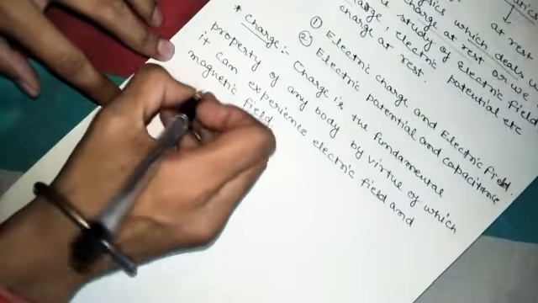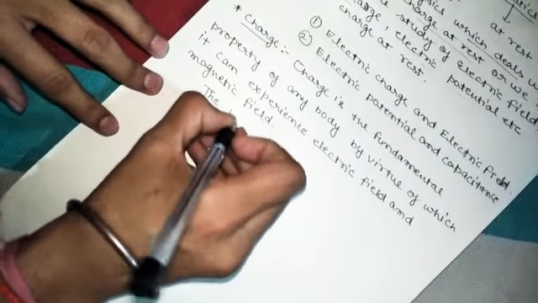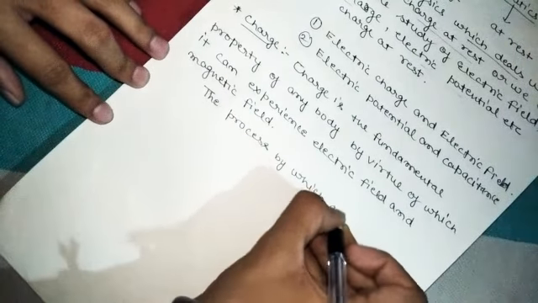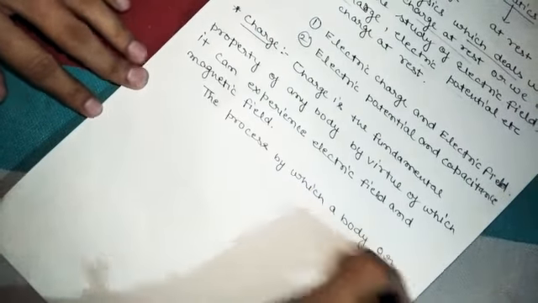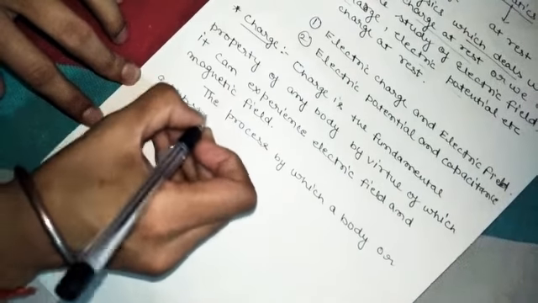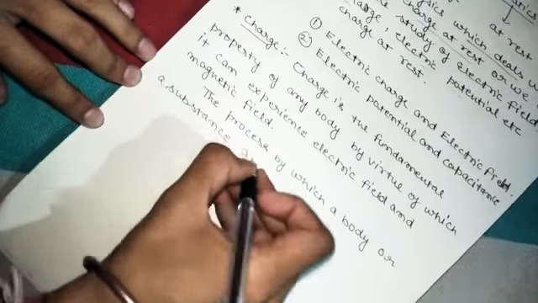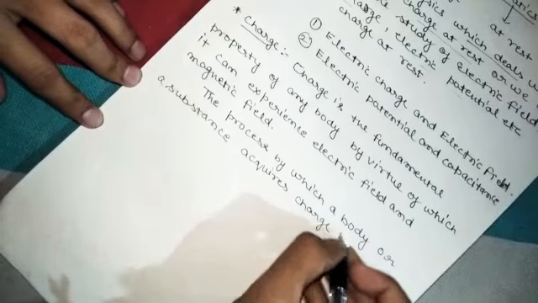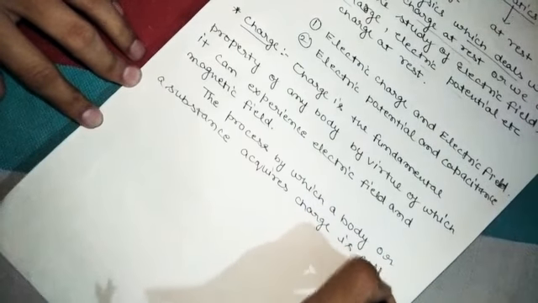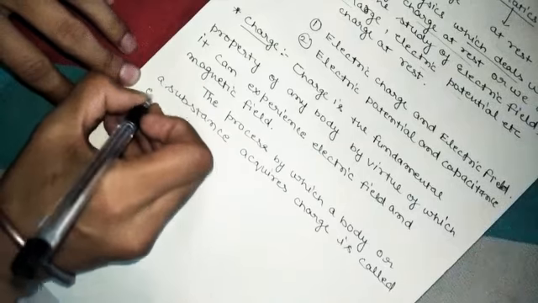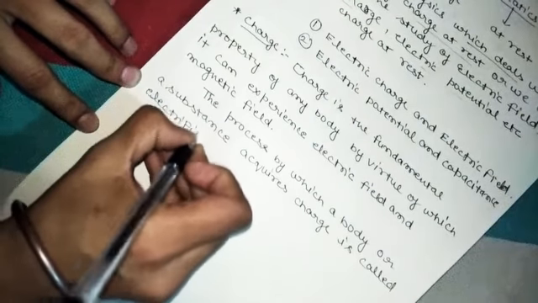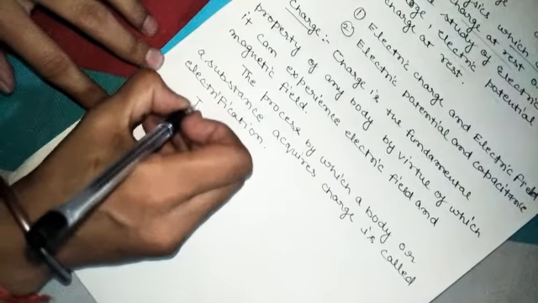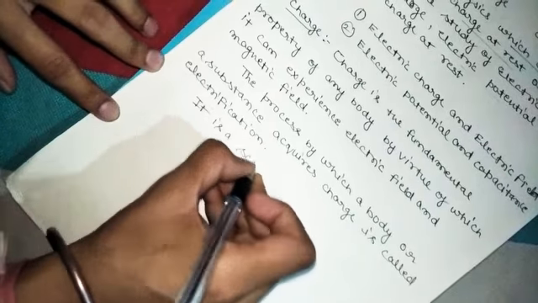Let me tell you one more thing: the process by which a body or a substance acquires charge is called electrification. Is called what? Electrification. Charge is a scalar quantity. It is a scalar quantity.